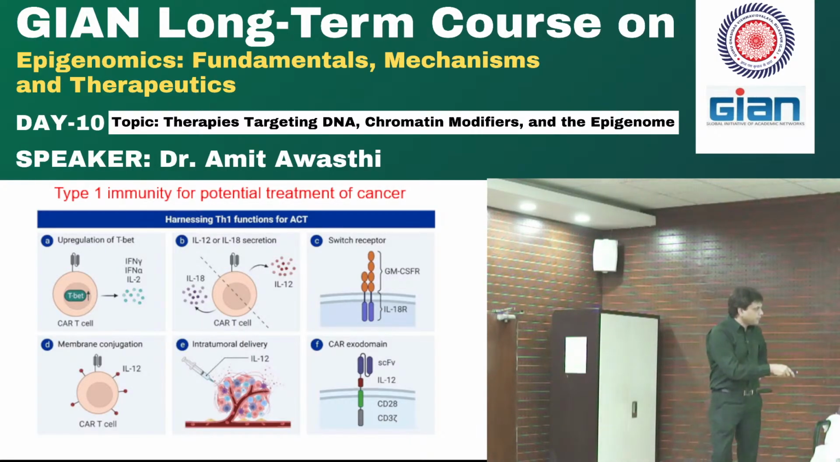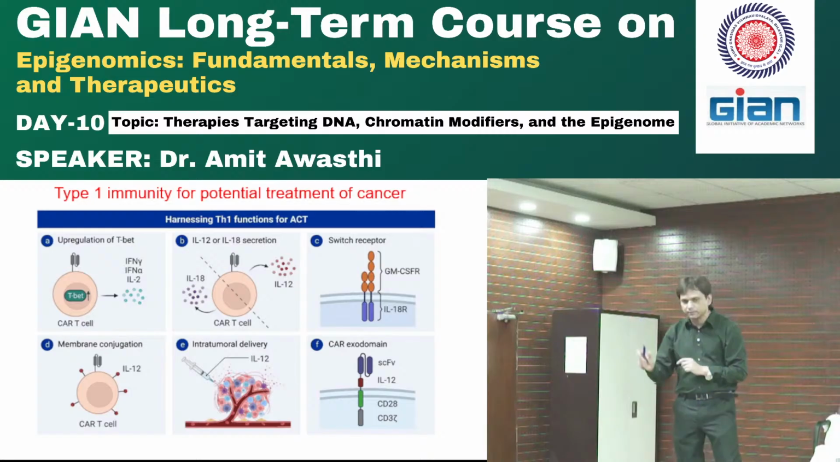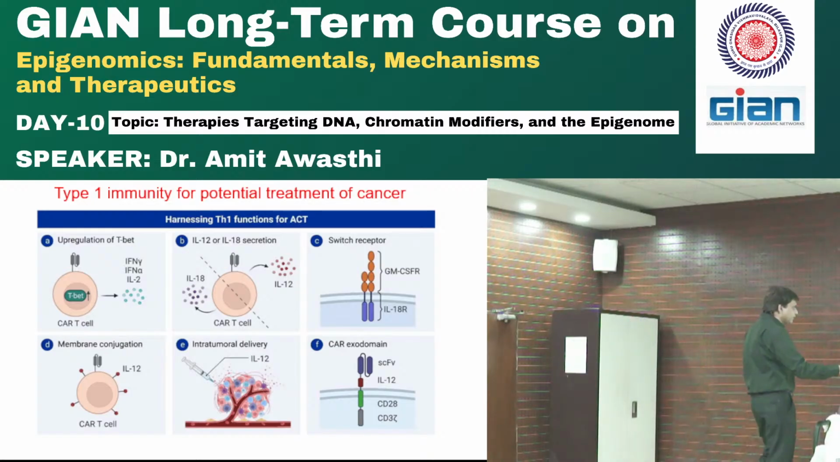And then we made this whole construct: IL-12 from TH1, because we need it; CD28 for the co-stimulatory molecule; and CD3, which is actually TCR signaling. So TCR actually signals through CD3. So we are removing the TCR, and we are only taking the CD3 domain. Now we make this whole CAR T cell construct, and then we put it on the T cells.